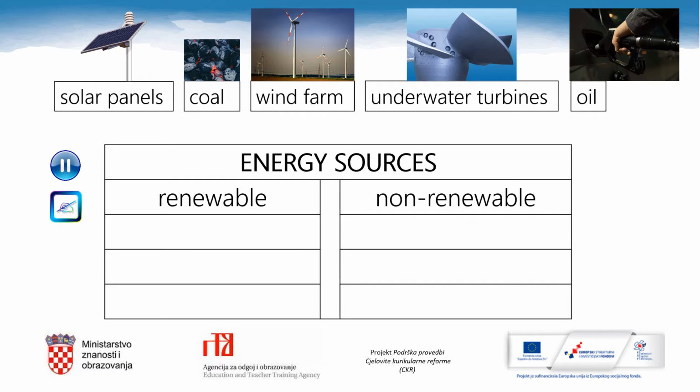There are 5 words and expressions here: solar panels, coal, wind farm, underwater turbines, and oil. Pause the video now, copy the table in your notebook, and put these words and expressions in the right column.